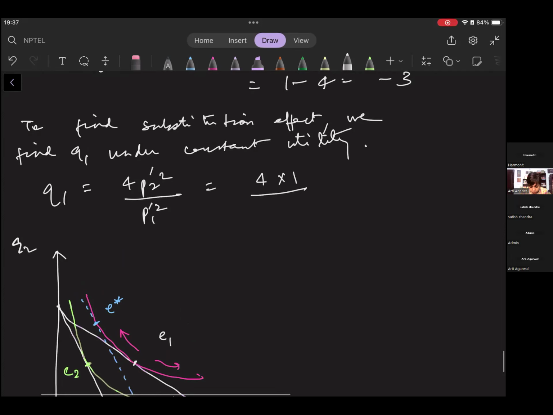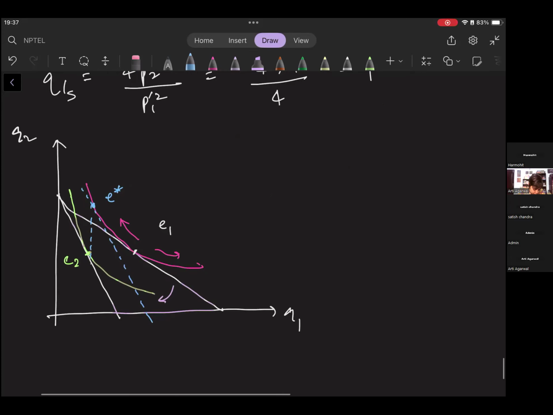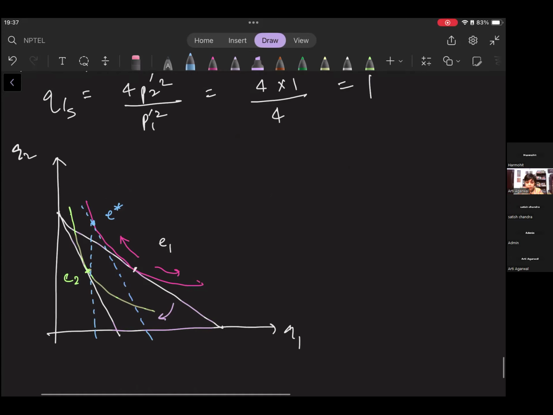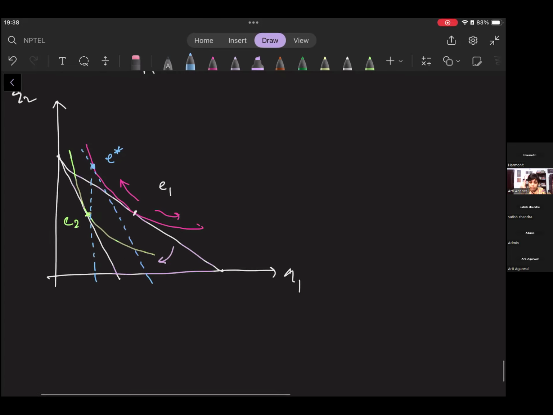So 4 into 1 by 4 is equal to 1. Or you can call this Q1S, let's call it. Are you understanding what I'm saying? It's a little confusing, I know, but I hope you do get it. So I'm trying to make it visually also the same. The diagram is not exact, but if I draw it like this, then in our case this is how it is coming out to be. E star and E2 are in the same vertical line coming out to the new Q1 prime which we got.